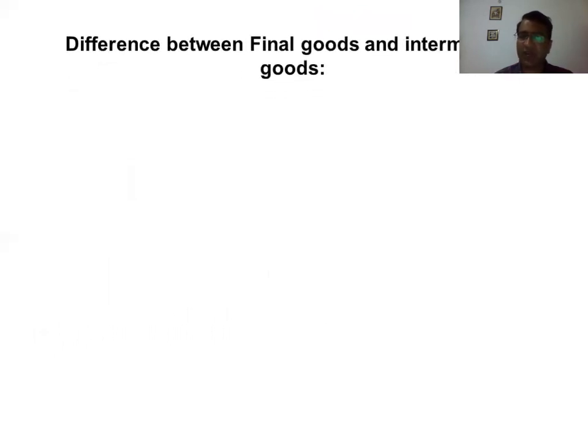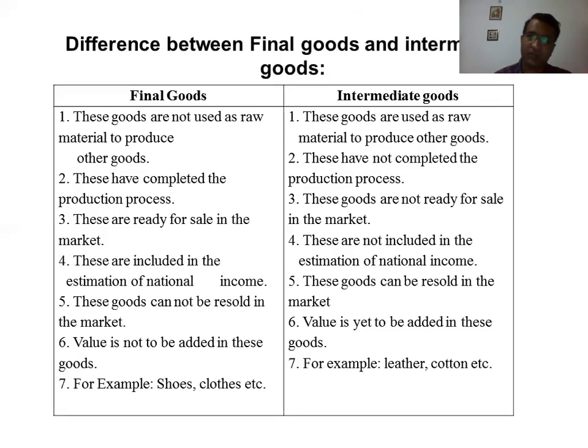Now, the difference between final and intermediate goods: sometimes in the exam they can ask you what is the difference between final goods and intermediate goods. On the basis of use, final goods, as we have already discussed, are not used as a raw material to produce other goods. They are used finally. But intermediate goods are used as a raw material to produce other goods. Final goods have completed the production process. It means they have completed all the production process, and there is no left-out production process.